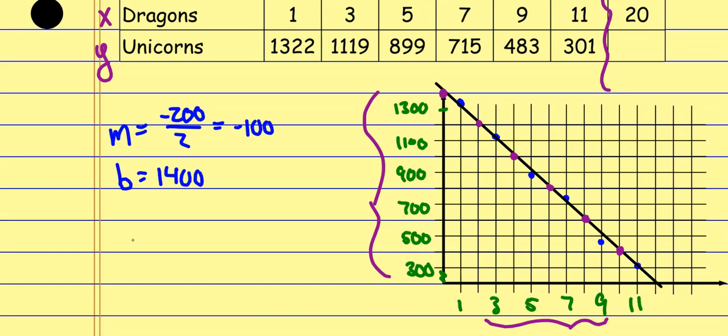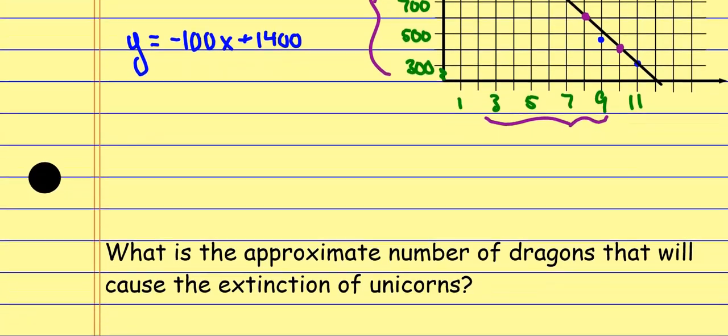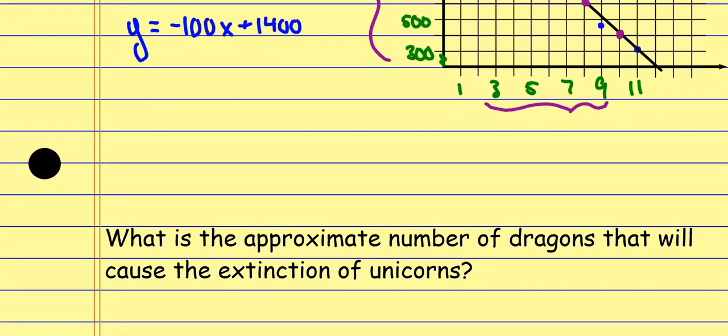Okay? So now here's my estimated value. Ready? y equals negative 100x plus 1,400. And so now I have an equation that represents x as the number of dragons and y as the number of unicorns. There it is. Okay? But again, it's an estimate. And your equation might look a little different than mine, but that's okay.